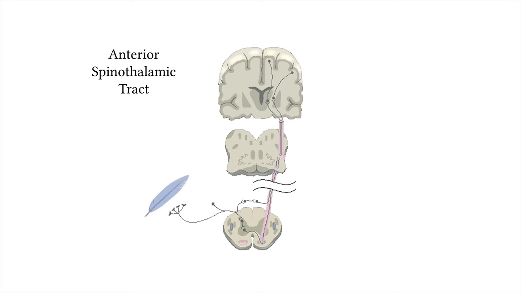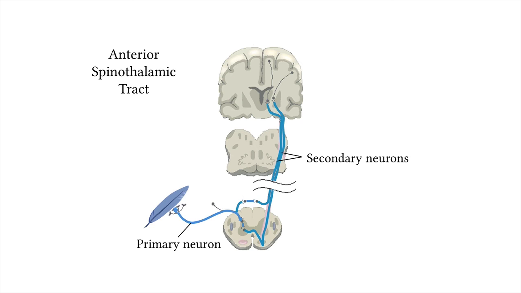Let's say that a feather rubs against your skin. Receptors in the superficial part of the skin are activated, and action potentials are formed in the primary neuron. The axon diverges, each end forming a synapse with an association neuron. The association neurons each synapse with a secondary neuron. The axons cross over at the spinal cord, traveling up the anterior spinothalamic tract. The secondary neurons then go up to the thalamus and synapse with tertiary neurons.